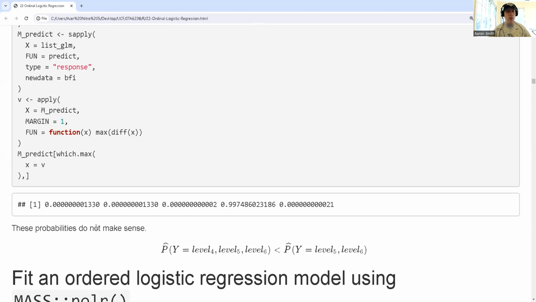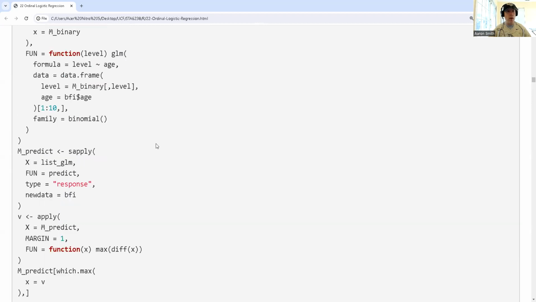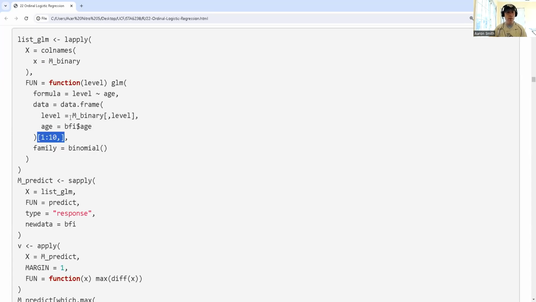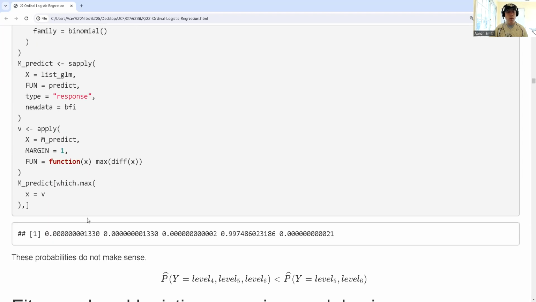All right, so here is an example of me building individual models. And what I did, I used very light data. I only used 10 observations. I fit 5 models on this. And you can see that it doesn't make sense what I have here. This is saying that the probability of level 5 or 6 is greater than the probability of having levels 4, 5, or 6. Doesn't make sense.